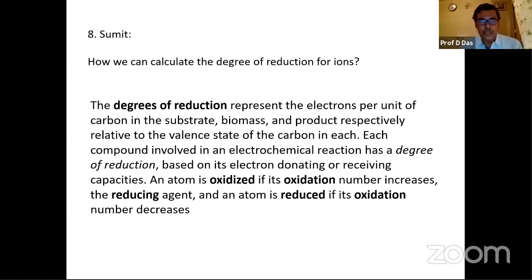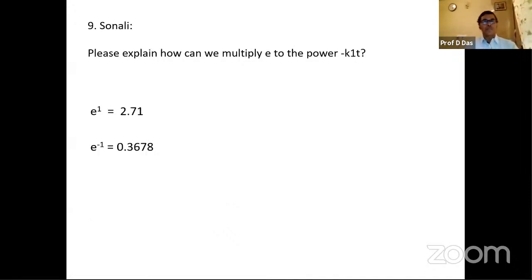So this is +1. Like this, we can calculate. An atom is oxidized if its oxidation number increases. Oxidized means it is liberating electrons, and reducing means it is accepting electrons. What I have written here: an atom is oxidized if the oxidation number increases, and the atom is reduced if the oxidation number decreases. That is what I want to submit.